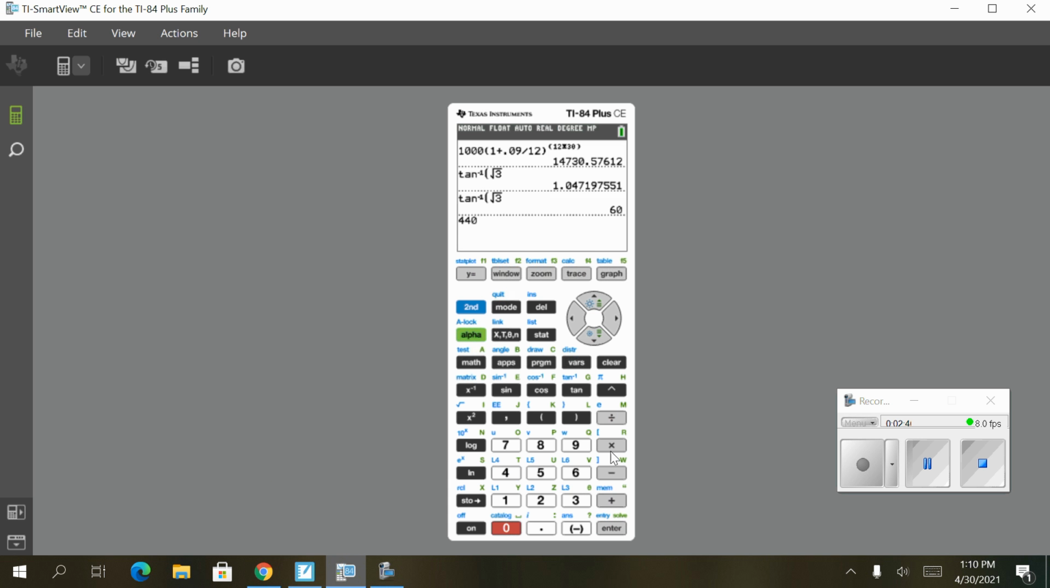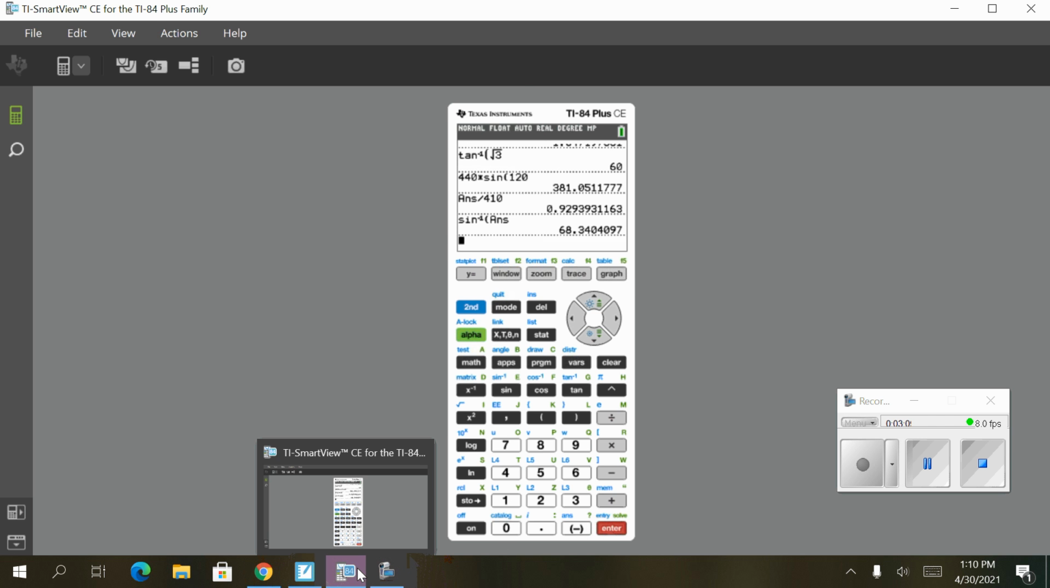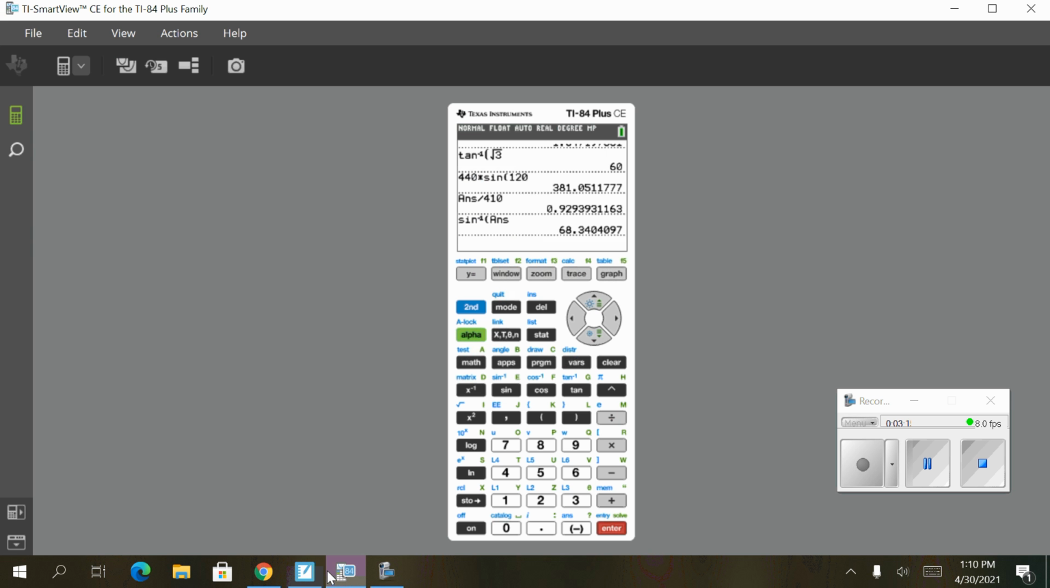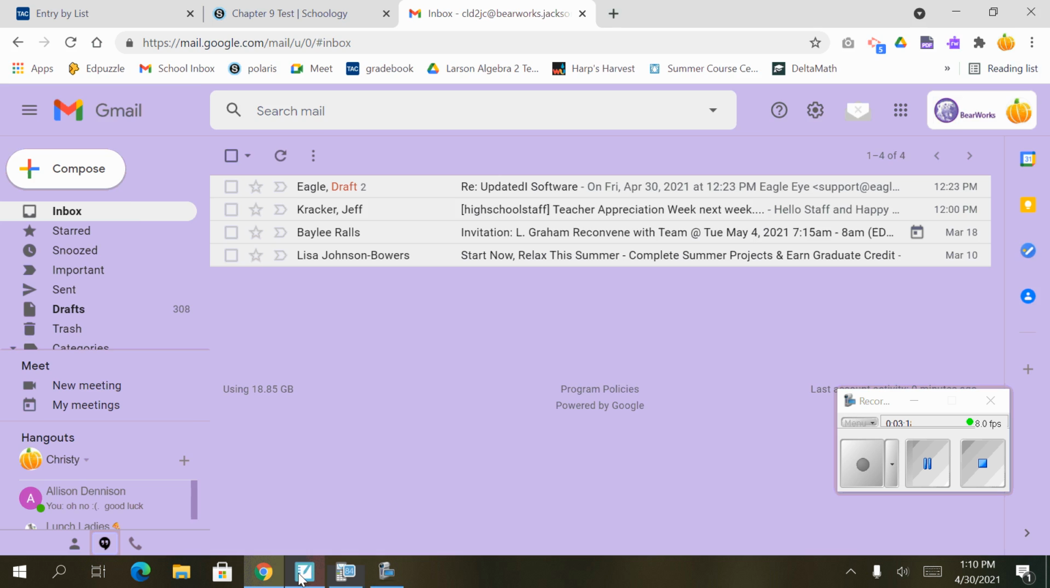440 times sine 120, click enter. I'm going to check that I had the numbers right. Good. Divide by 410. And that's what sine theta equals. So we still need one more step to get theta. We have to do sine inverse. So sine inverse the previous solution, and that gives us our answer of 68.34 degrees. Nearest tenth of a degree, it says. So 68.3.